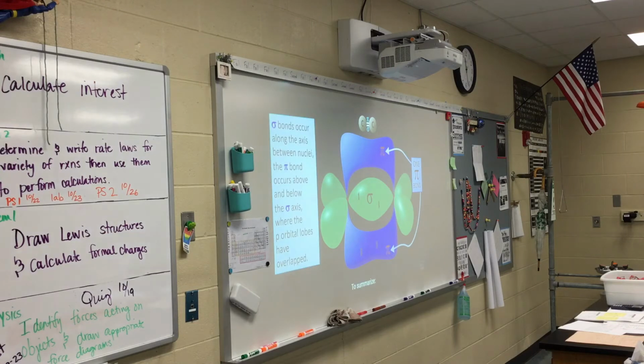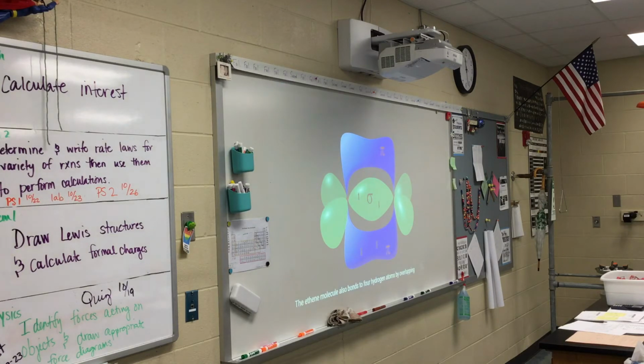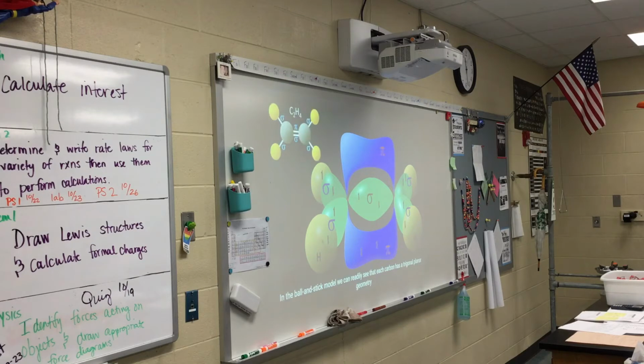To summarize, sigma bonds occur along the axis between nuclei. The pi bond occurs above and below the sigma axis, where the p orbital lobes have overlapped. The ethene molecule also bonds to 4 hydrogen atoms by overlapping with both carbons' other 2 sp2 hybrid orbitals, creating 4 more sigma bonds. In the ball and stick model, we can readily see that each carbon has a trigonal planar geometry, and thus the whole molecule exists in a plane with the single pi bond above and below that plane.